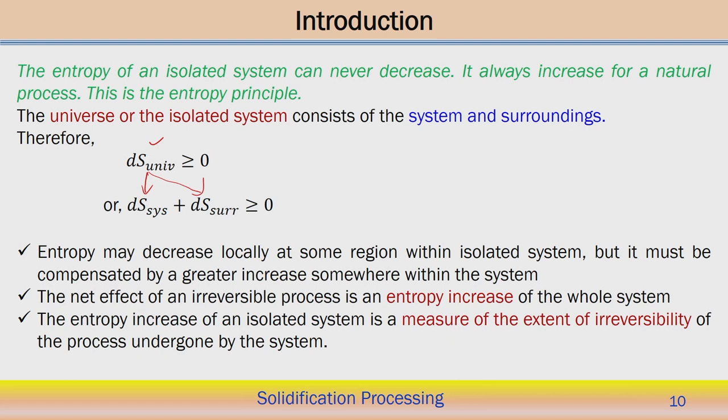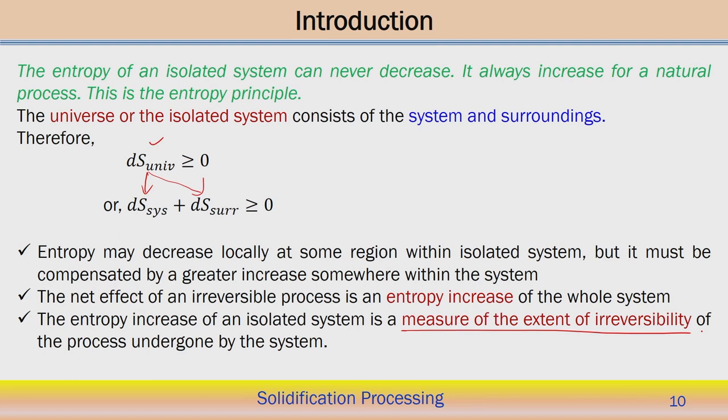So, the net effect for an irreversible process is an entropy increase for the whole system. For the whole system, entropy will always increase. Now, the entropy increase of an isolated system is basically the measure of the extent of the irreversibility.